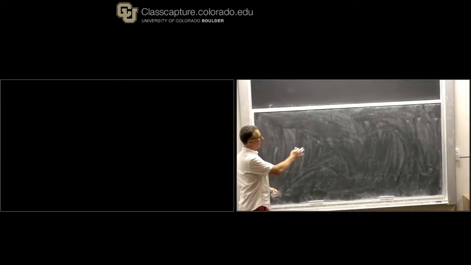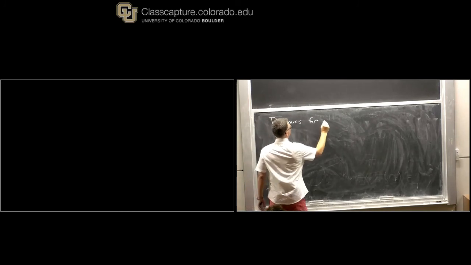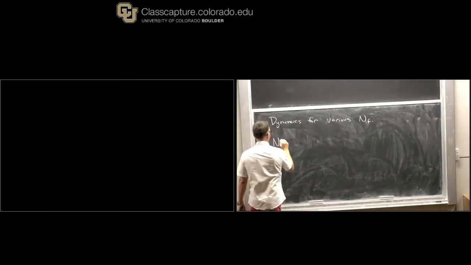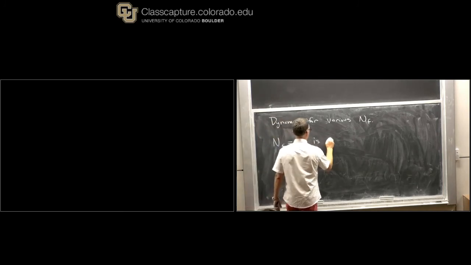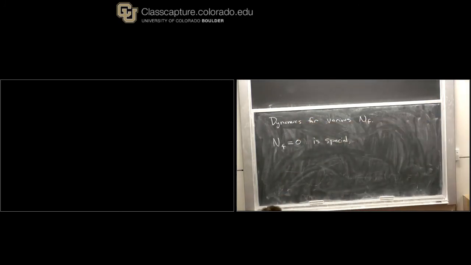Okay, so now we could ask what are the dynamics for various N_F? And maybe I'll mention the case N_F equals zero is special. One of the reasons why it's special is because if we have N_F equals zero, we don't have any more these different global symmetries. And so, let's just say some of the special aspects about it.